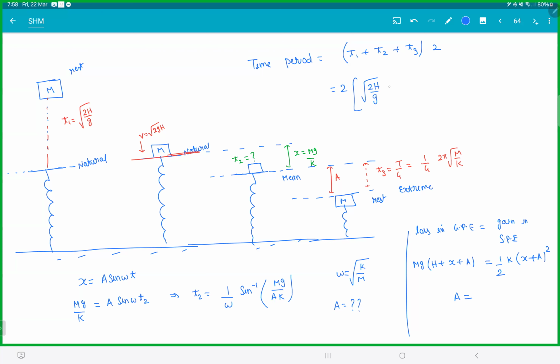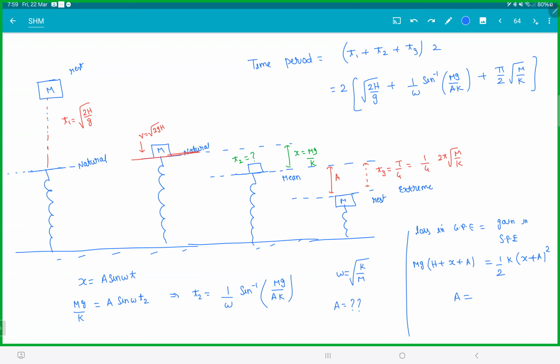Root 2h by g plus 1 by omega sine inverse mg by ak plus 1 by pi by 2 root m by k. If this question comes in the exam, people who figured out that there are 3 parts, T1, T2, and T3, you'll be able to eliminate all the 3 options. Because there'll definitely be one option where the answer is T1 plus T3, isn't it? They'll ignore the T2 part like you guys did. That will be a trap.